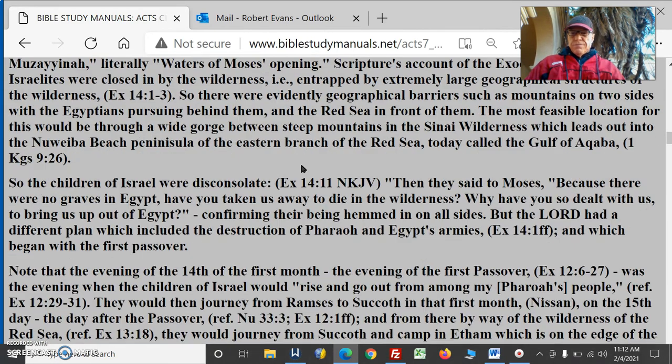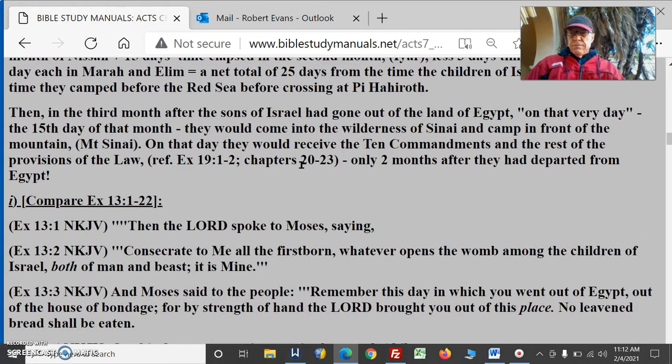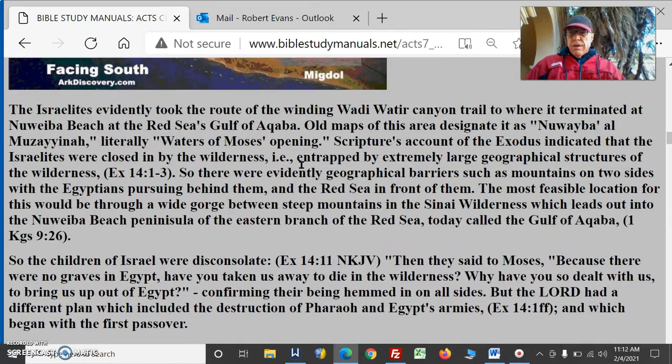So, we're going to review the history. The Israelites evidently took the route of the winding Wadi Watir Canyon Trail to where it terminated at Nuweiba Beach at the Red Sea's Gulf of Aqaba. Old maps of this area designated it Nuwayba al Muzayyinah, literally waters of Moses opening. Interesting, historically speaking.